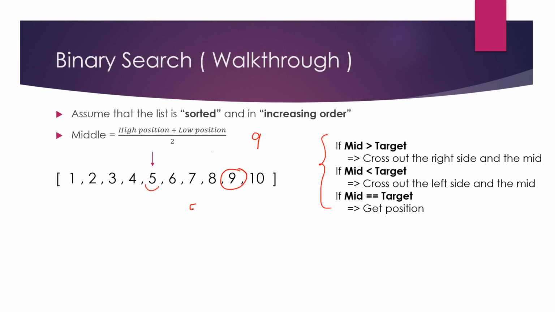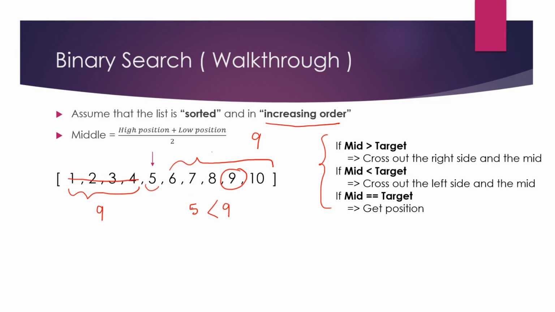And since 5 is less than 9, and also due to the increasing order nature, everything on the left hand side of number 5 is always less than 5, and it doesn't make any sense for you to have number 9 on the left hand side. And the right hand side is always guaranteed to have number 9 because everything on the right hand side is always greater than 5. Therefore, you're going to eliminate the left hand side.